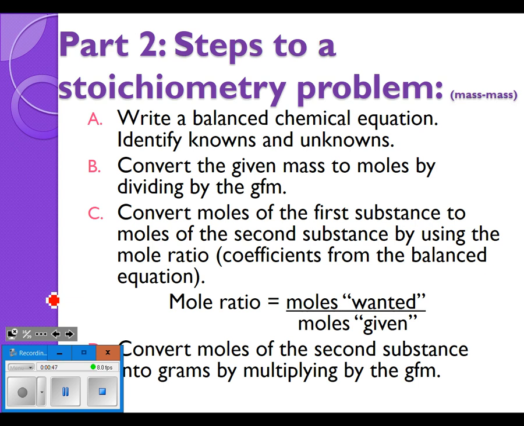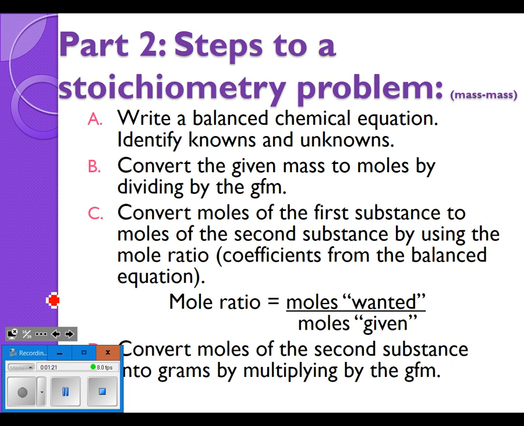All right? So you have to have a balanced chemical reaction, and you have to identify what you know and what you're looking for. So identify your knowns and unknowns. Then you're going to convert from, and I'm doing this as a mass to mass, so I'm going to convert from the given mass to moles by dividing by my GFM. Remembering that the GFM is found by the sum of all the atoms in a compound.